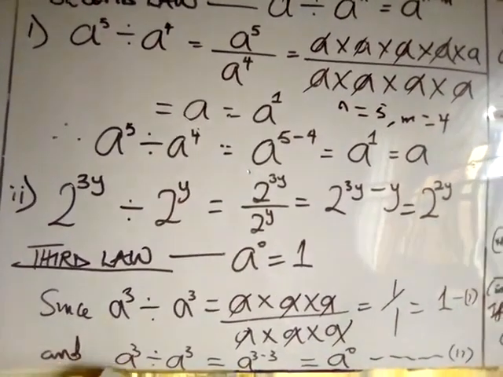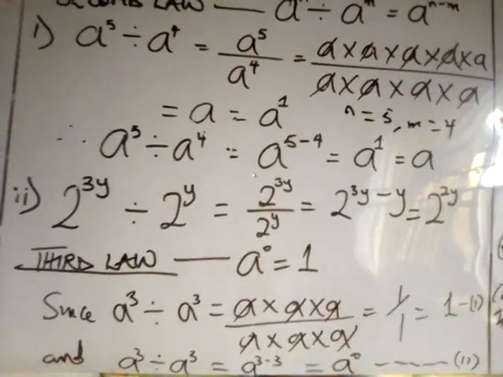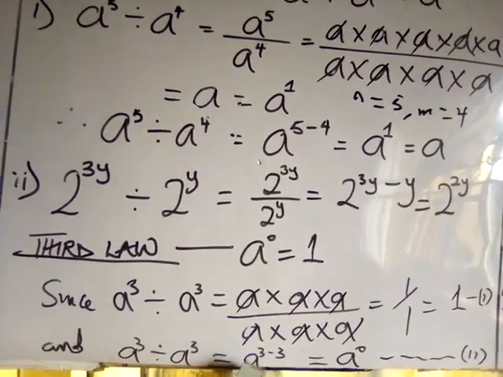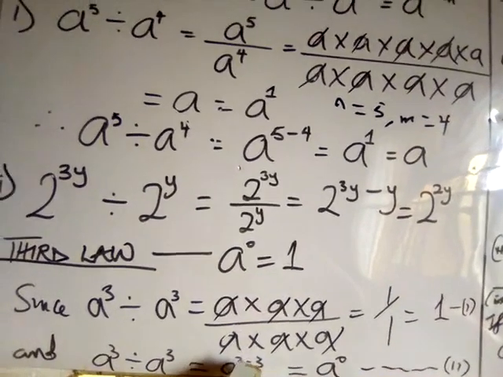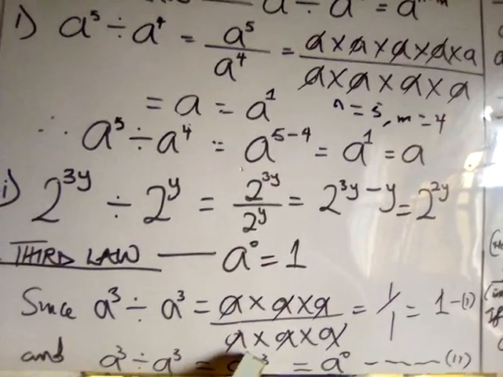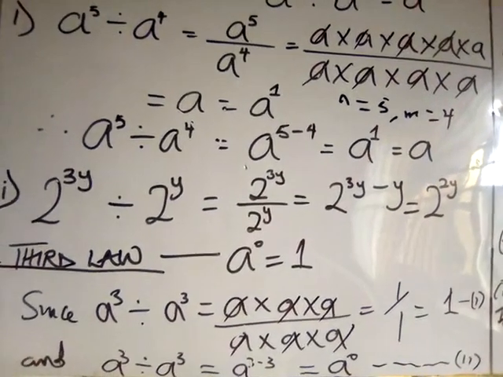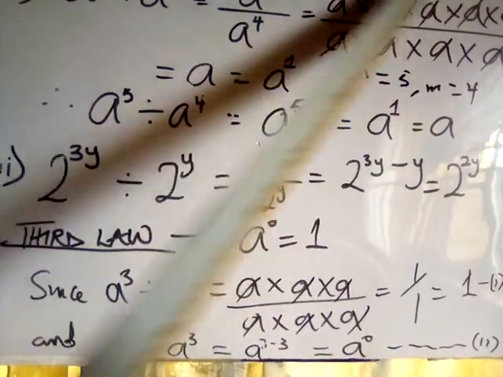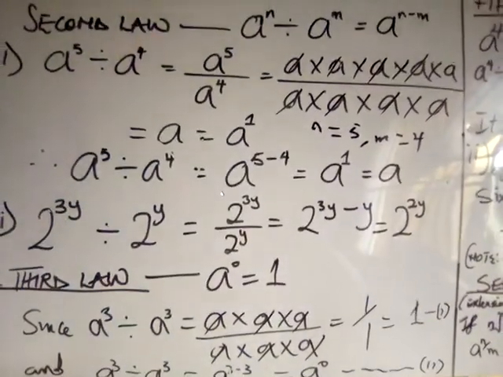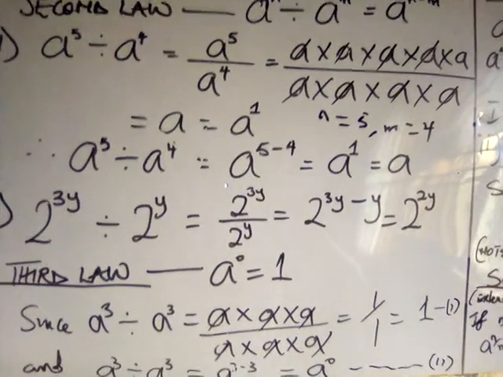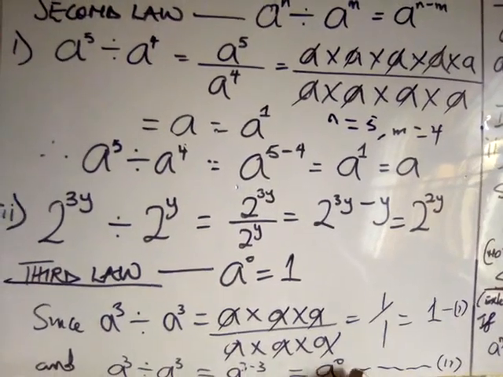Now we know that a raised to power 3 divided by a raised to power 3 also is equal to what? A raised to power 3 minus 3. You get now? Do you remember this? Remember the second law. This is the second law. You remember the second law, right? So a raised to power 3 minus 3 gives us 0, that will be a raised to power 0.